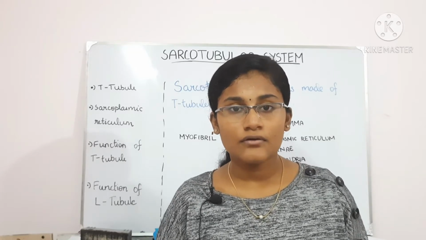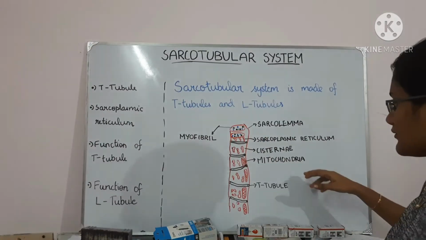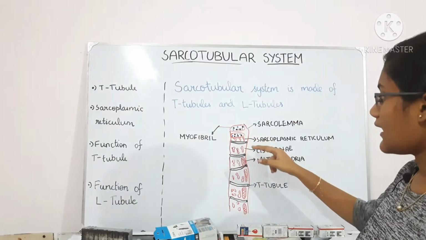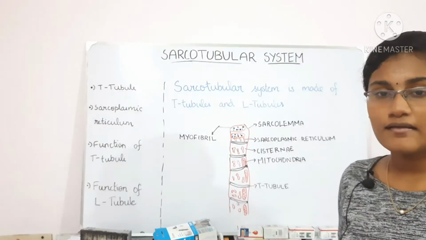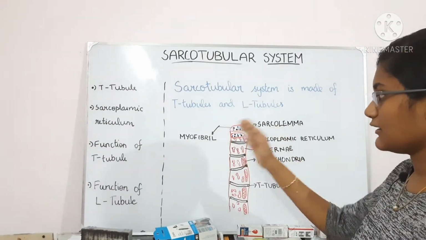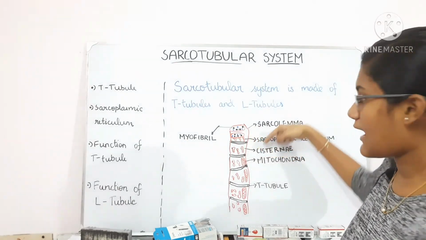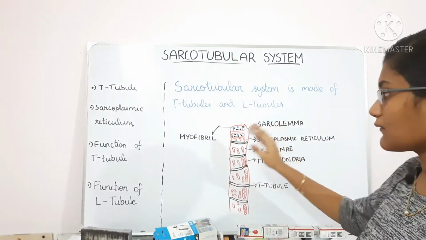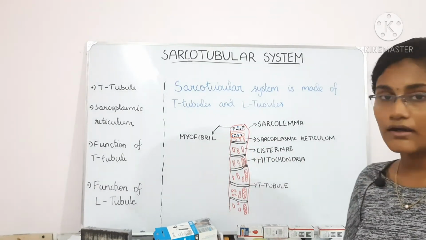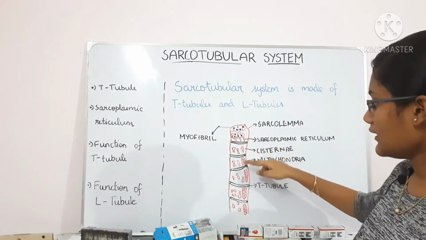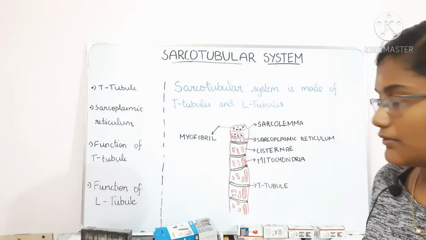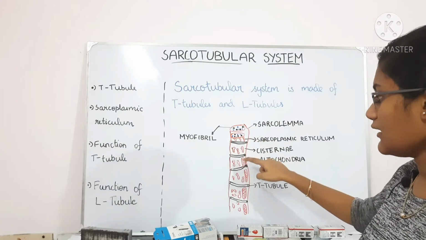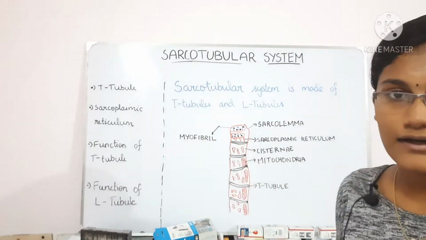Now let me explain this diagram. These are myofibrils in the muscle cell, and the sarcotubular system is present around the myofibrils, which extend backwards. T tubules are present over here, and they are transverse tubules, and L tubules are these small tubules present over here. This is also called the sarcoplasmic reticulum.